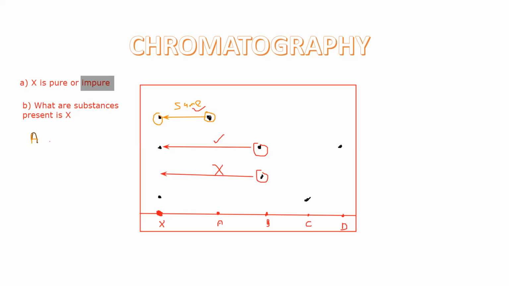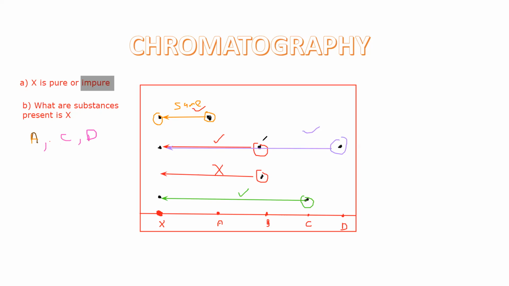What about C? When you check for C, you will draw a line. It is exactly matching, so C is there. And what about D? When you check for D, it also matches. So actually X contains A, C and D.